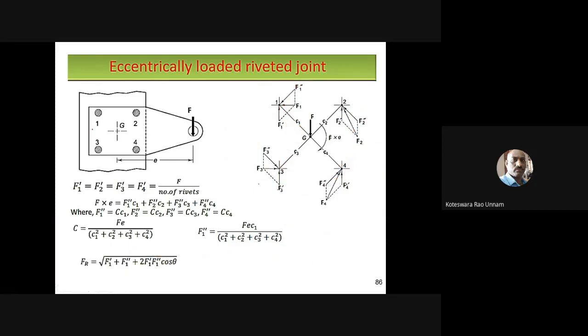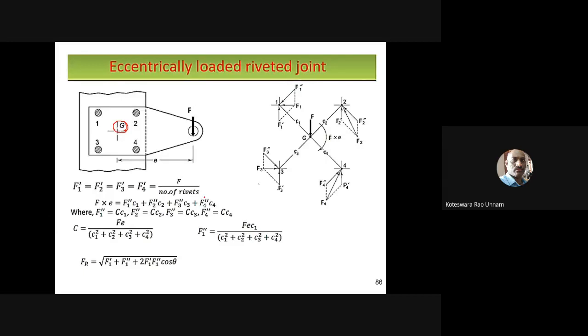Here, since it is a simple one and it is symmetric, obviously the symmetry about the x-axis as well as the y-axis means the intersection of the x-axis and y-axis is going to be the CG. But that is not the case in all joints. So first you need to compute the center of gravity of the rivets, that means you need to identify this G first. For that you have to use your mechanics formula.